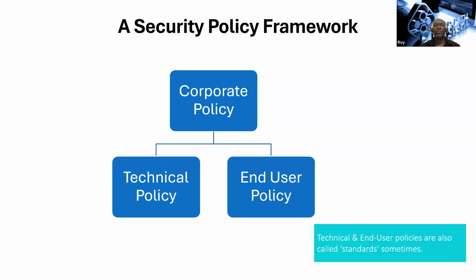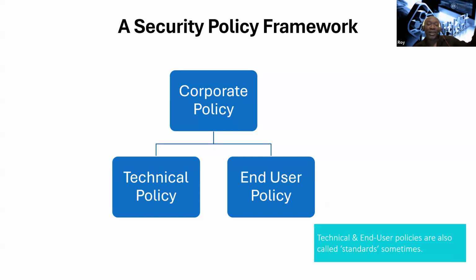So this is what policies look like. There is corporate policy. Corporate policy is what everyone in the organization must comply with. But then there is technical policy. Technical policies are specific to technology. So you can have firewall policy or Cisco ASA policy. Yeah. So those are technical policies. And then you have end user policies. These policies, technical policies and end user policies, are sometimes called standards.